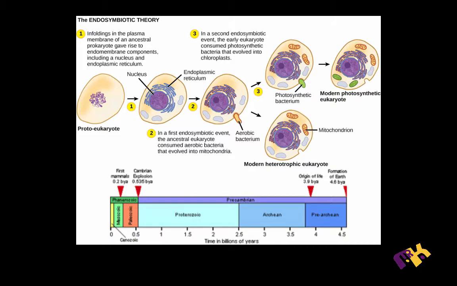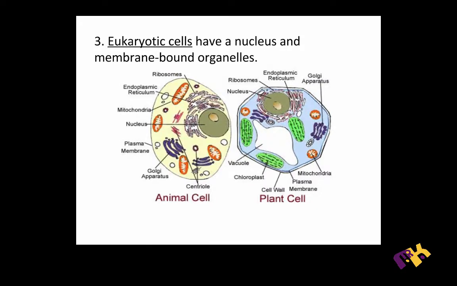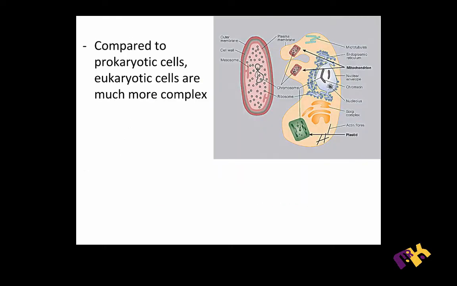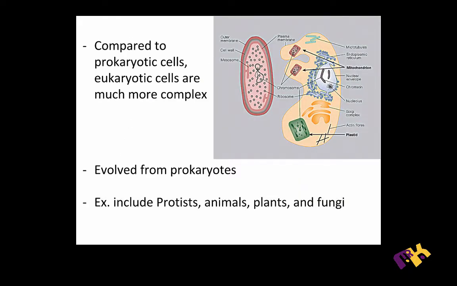Chloroplasts, same way. Chloroplasts have their own DNA. Okay, so eukaryotic cells have the nucleus and the membrane-bound organelles. Compared to prokaryotic cells, obviously the eukaryotes are much more complex. We consider them to be evolved from prokaryotes, and these eukaryotes include protists, animals, plants, and fungi.